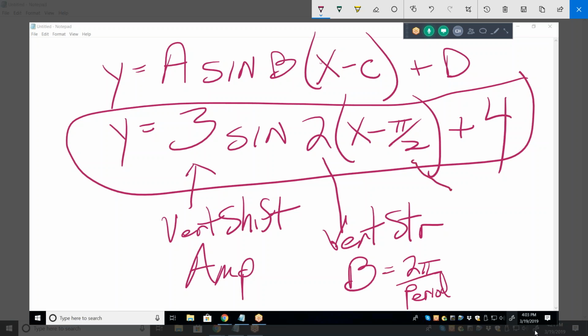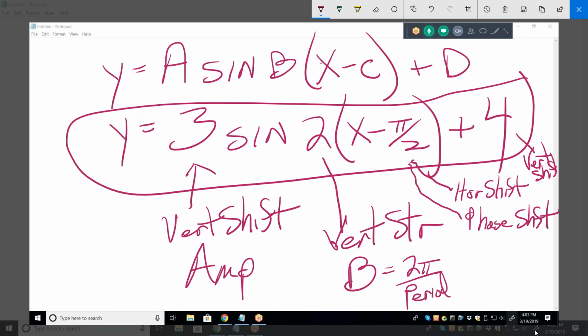In algebra, that is a horizontal shift. But in trig, they call it phase shift. And that, in algebra, is a vertical shift. And that's what it's called in trig also, a vertical shift. Okay? So, you can take your basic sine function and apply all of these things.